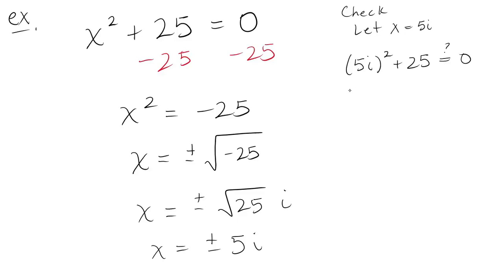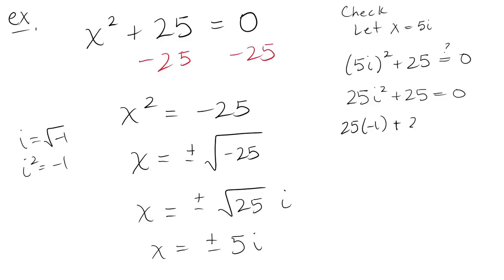Well, how do you square 5i? Well, you would square the 5, and you would square the i. You get 25i squared. And here's where those powers of i come in handy. What does i squared equal? Well, we know that i is equal to the principal square root of -1. So i squared would just be -1. You would just square both sides of that. So you get 25 times -1 plus 25. And of course that's -25 plus 25, which really is 0.